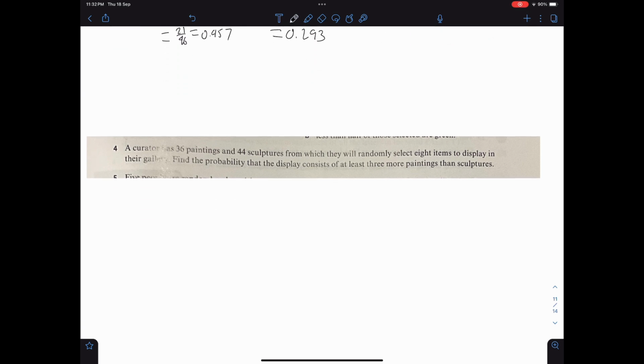4. Okay, you got 36 paintings, 44 sculptures, and you're getting 8 of them. And you want the display to have at least 3 more paintings than sculptures. So if we do a bit of a diagram, P and S, you could have... could you have 5 things and 3 things? No. You'd have to start at 6. 6 and 2, 7, 1, 8 and 0.